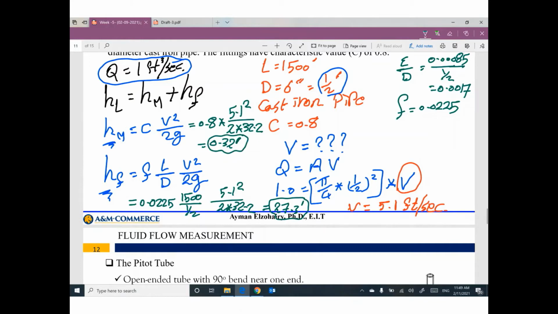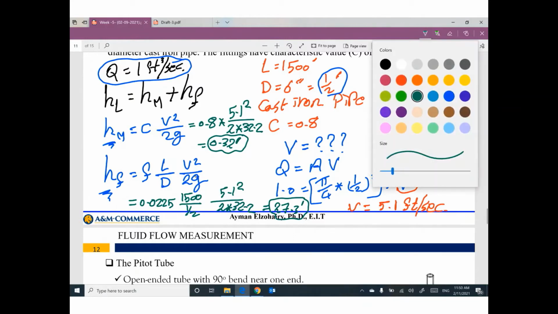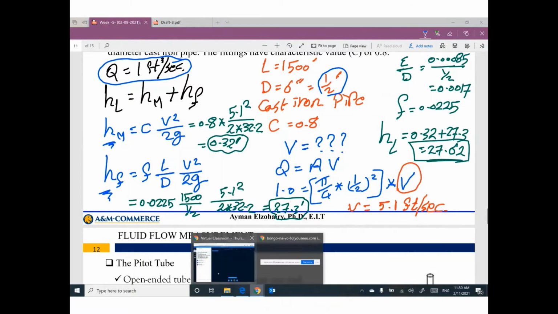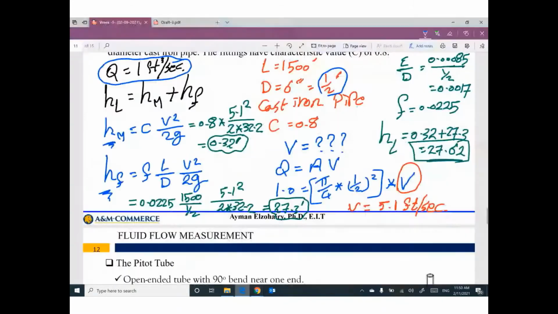Do you have any notes? Did you notice anything? The minor losses equal 0.32, the friction losses 27.3, so the total losses are 0.32 plus 27.3, so your answer will be 27.62. Anybody has any comment? You should tell me something.